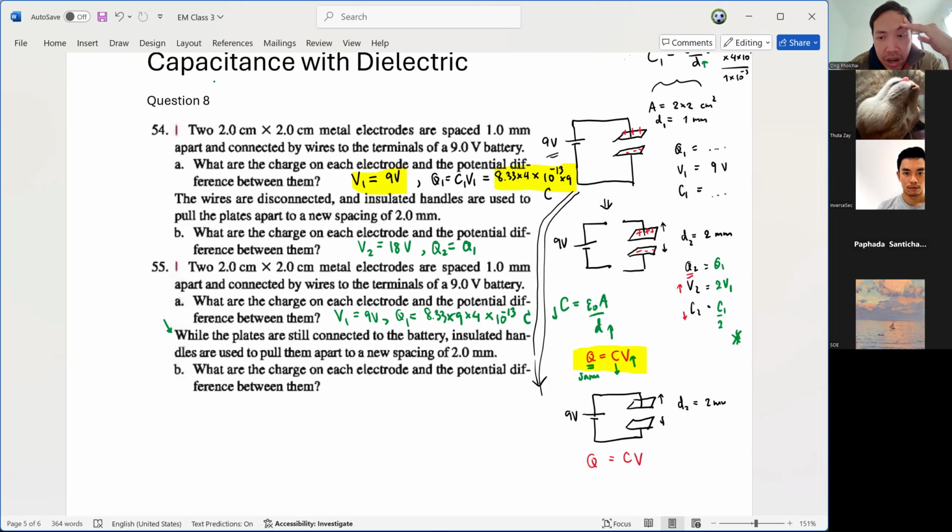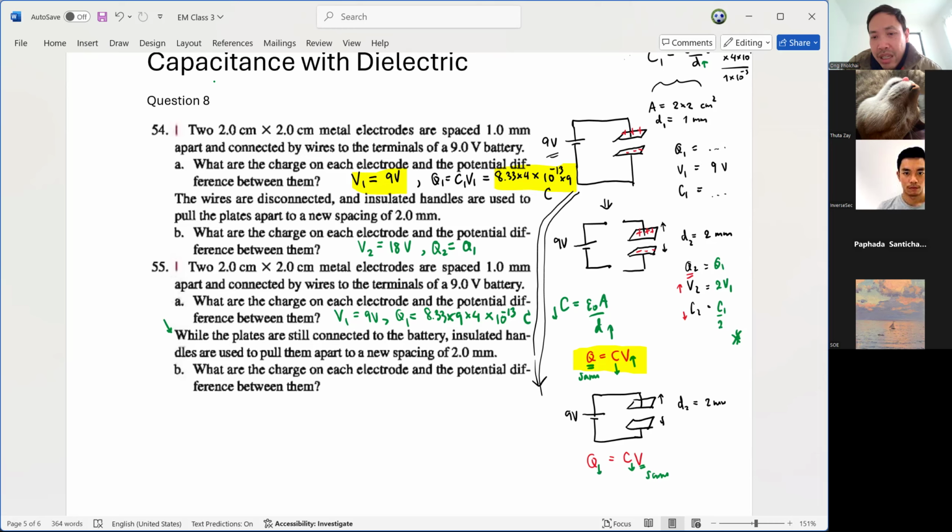So C is gonna drop, right? It's gonna be less. Yeah. What is the same and what changes? V is the same, Q changes. Yes, that's correct. So V is the same, and Q, is Q gonna increase or decrease? Decrease. Yeah, because Q is proportional to C.